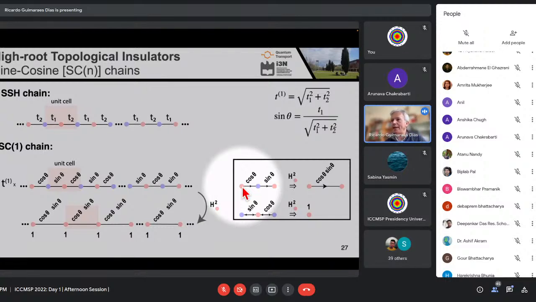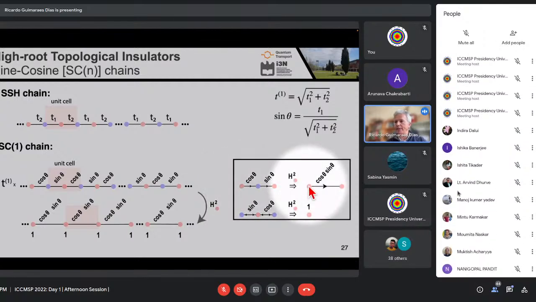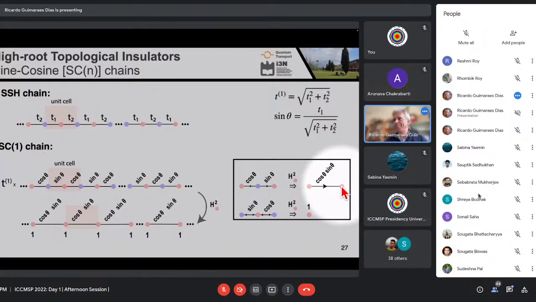So assume that we start at this pink site over here. It hops to the right with a hopping term cosine, and then hops again to the right with a hopping term sine. So the effective hopping term between this pink site and that pink site there is going to be cosine sine.